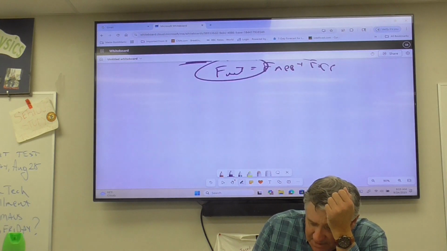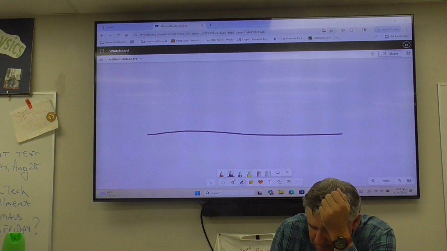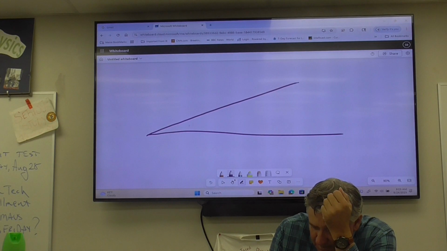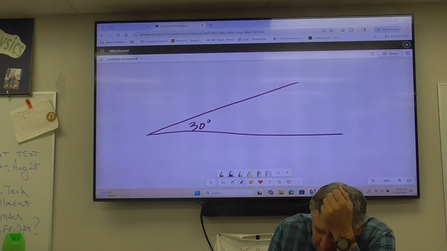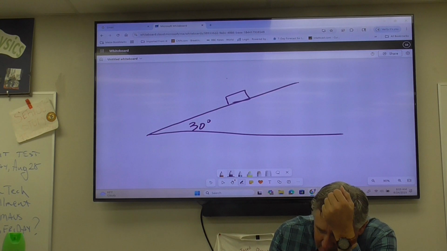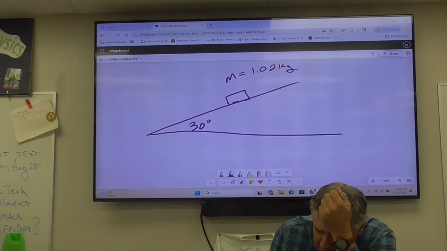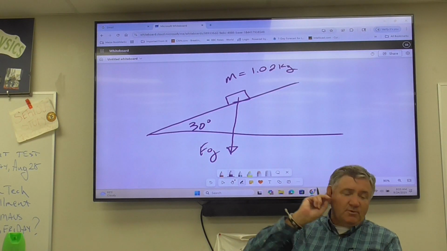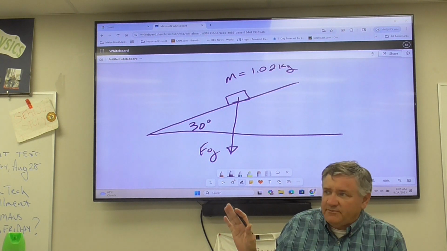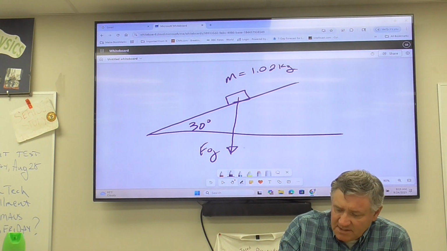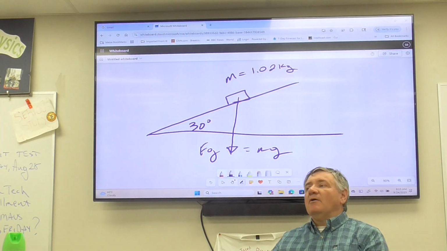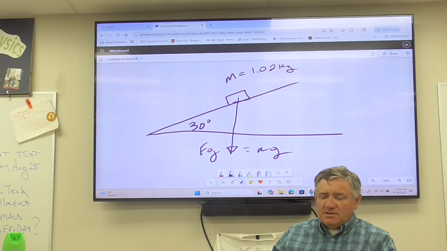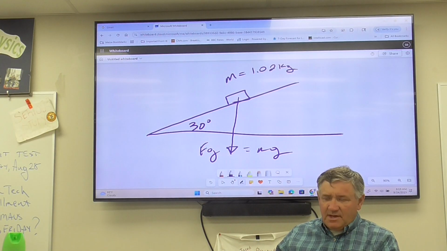So on an inclined plane, and let's make this, I don't know, 30 degrees. And let's say the mass is... okay. So your gravitational force is the same as you've always done. Fg is just mg. Now, you're going to use this to calculate everything else.